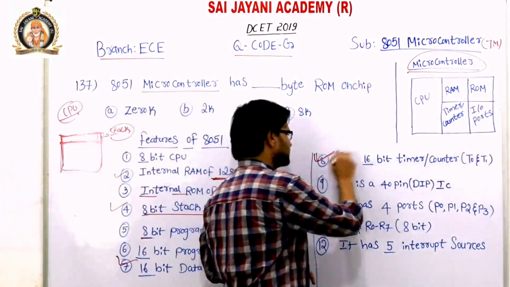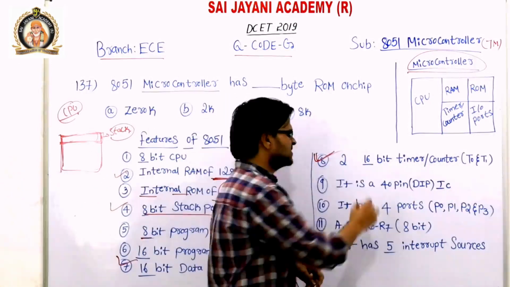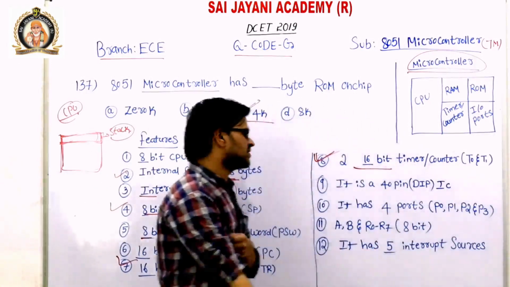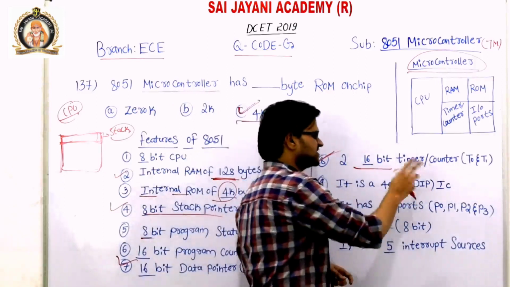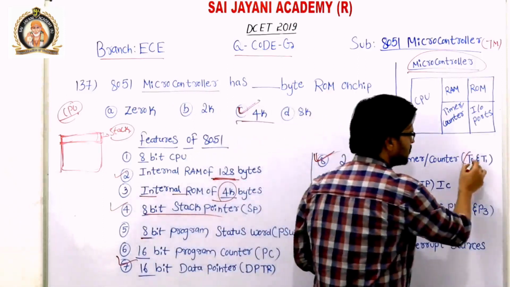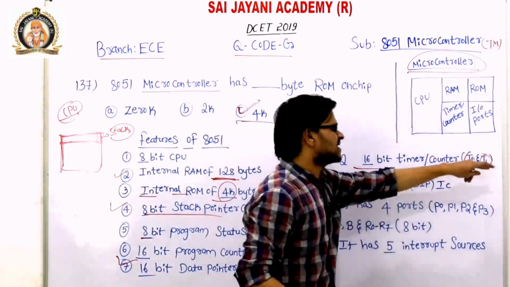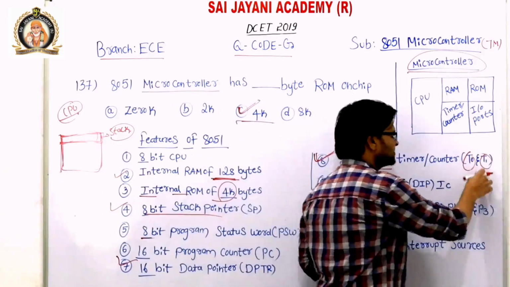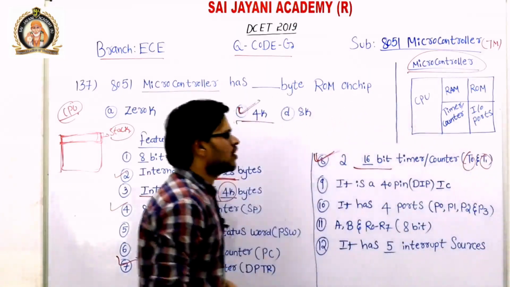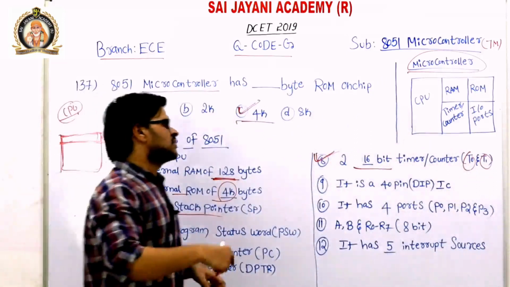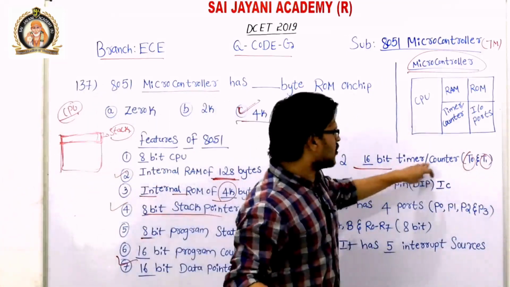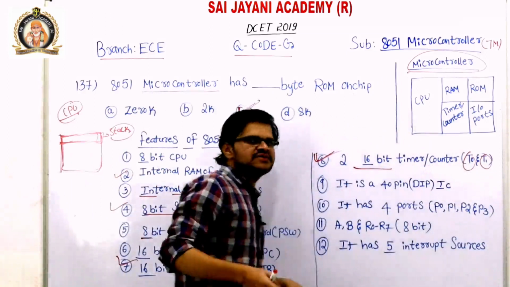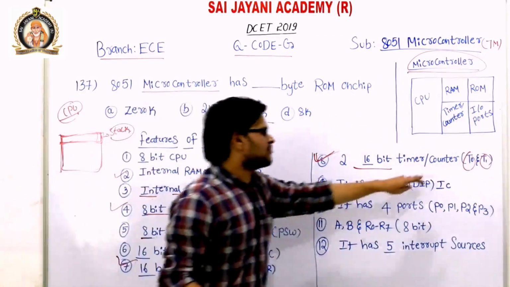And the eighth feature is it has two 16-bit timer or counters, T0 and T1. These two timer or counters are of 16 bits, and they are mainly used to generate time delay, or to count pulses.